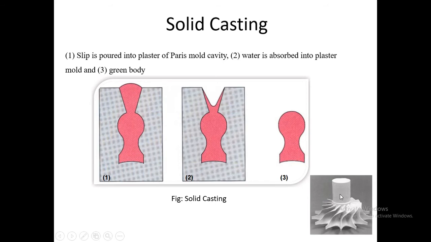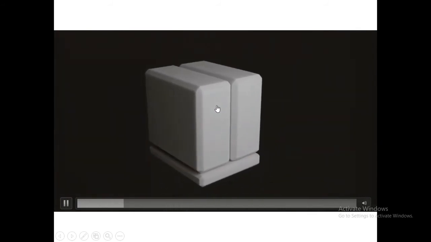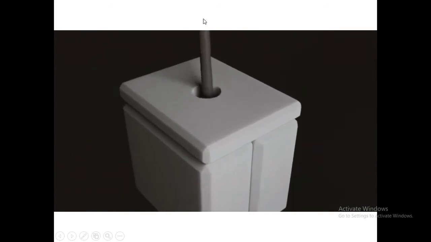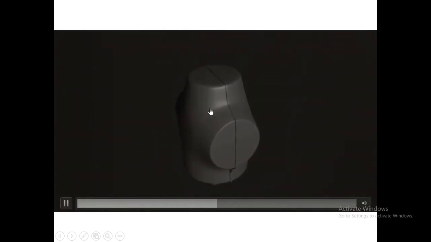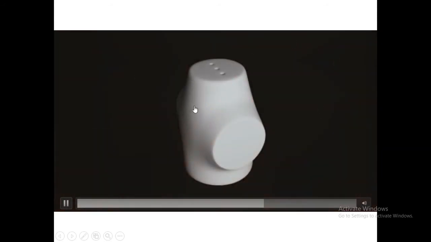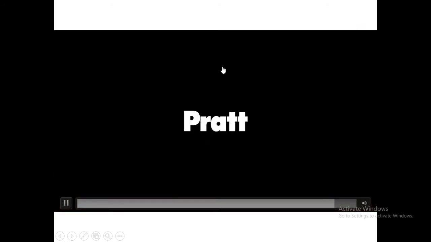Turbine blade preparation can also be made by using this kind of casting process. The video which I am going to show is of the slip casting process. Here, two mold blocks are joined together and a slip is poured inside the cavity. Excess slip is removed, but adequate time is allowed for the entire body to become firm and form a solid object. Then some finishing operations are carried out, texturing of the object is done, and finally the product is obtained. That is how slip casting is done.